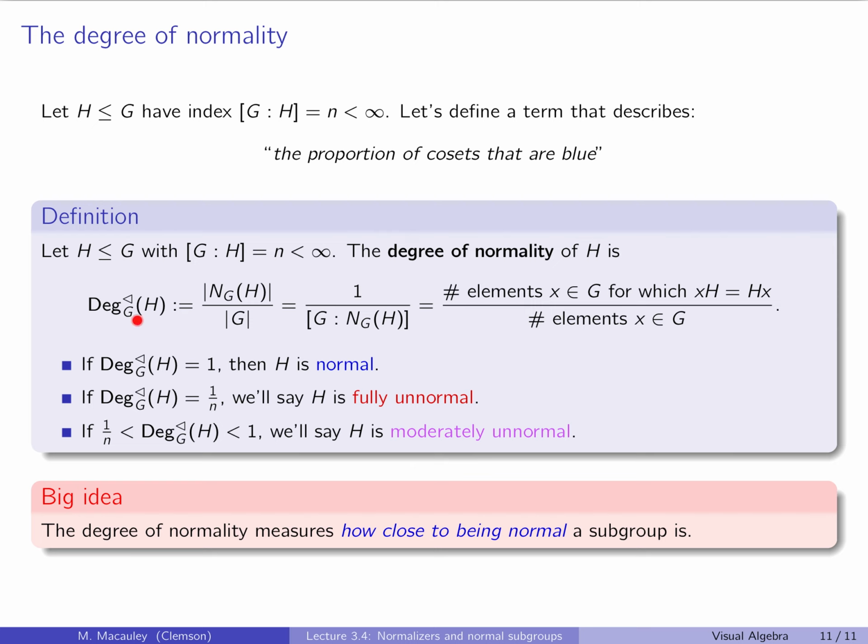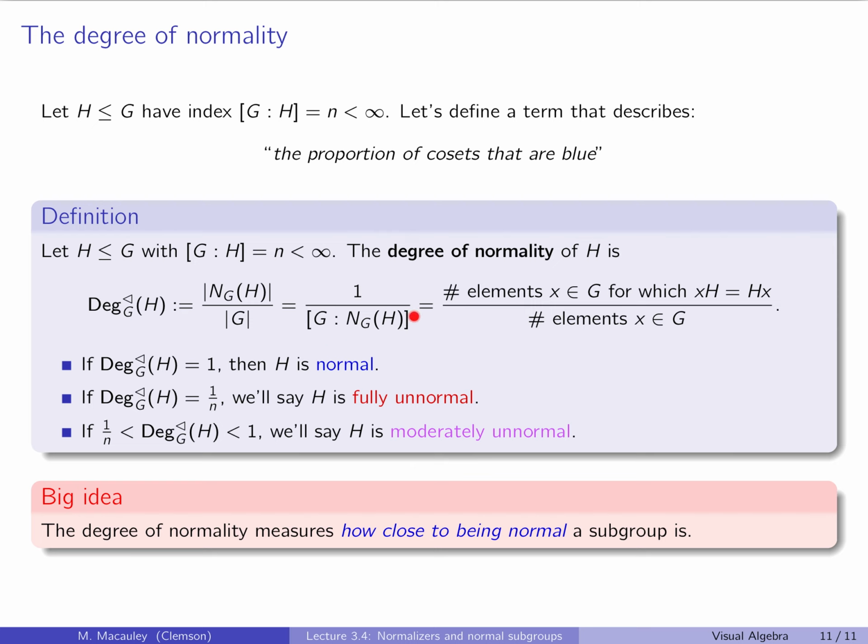So the degree of normality of H, let's start over here. It's the number of elements x in G for which xH equals Hx. That's just a fancy way of saying it's the number of elements in the blue cosets divided by the total number of elements in the group. So it's the proportion of elements or of cosets that are blue. That is just 1 over the index of the normalizer of H in G. Remember, the normalizer are the blue cosets.